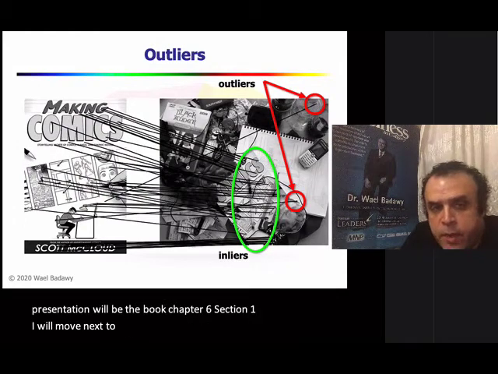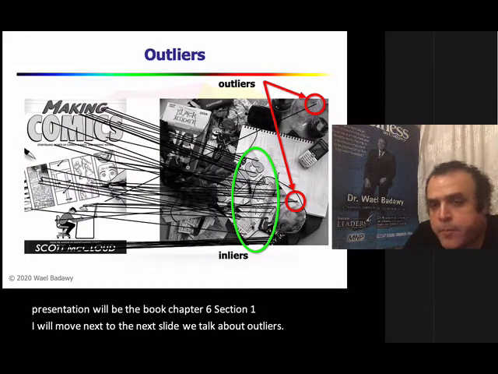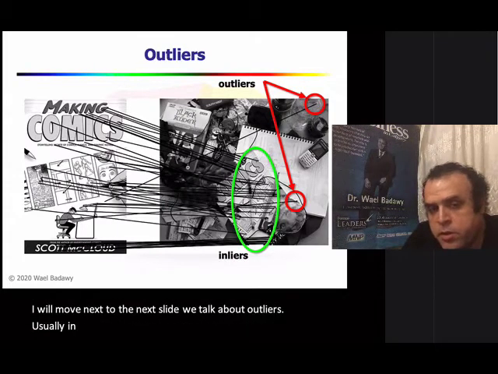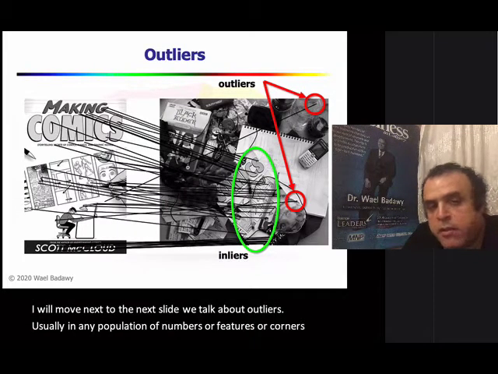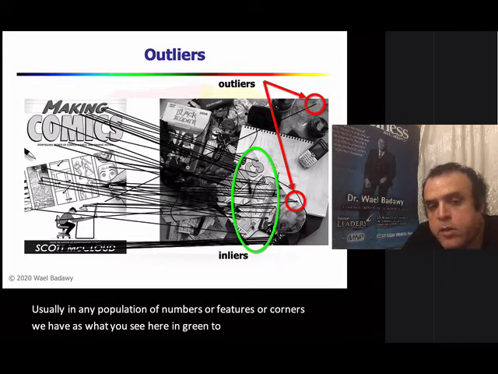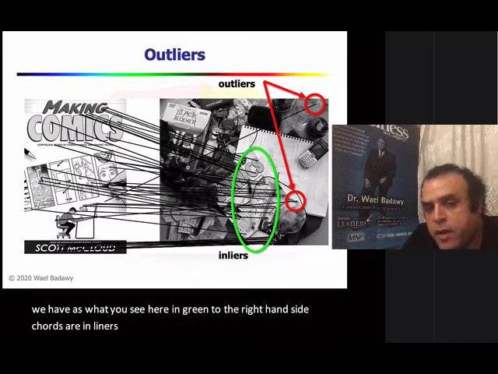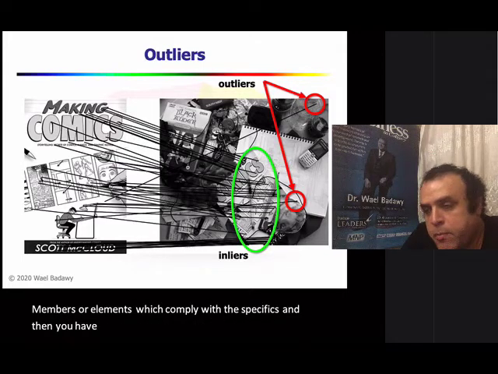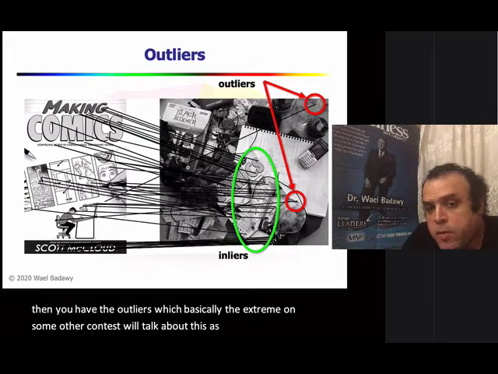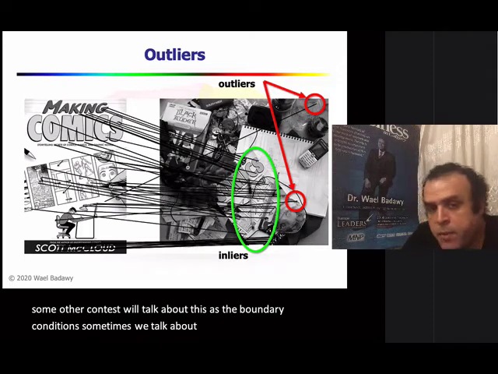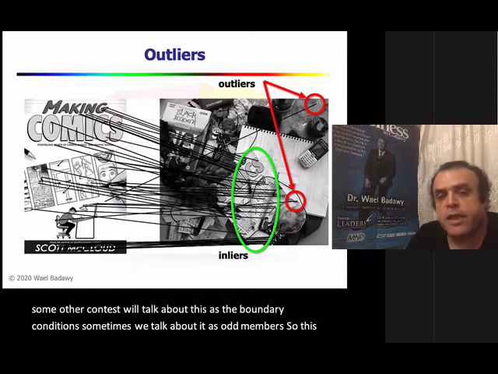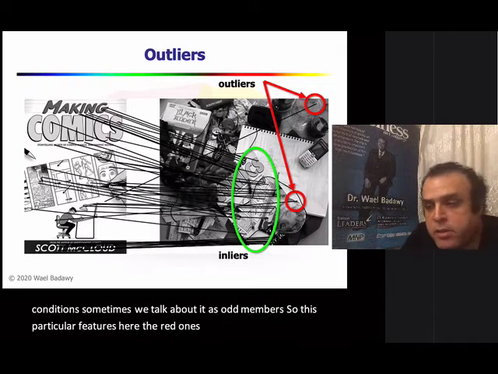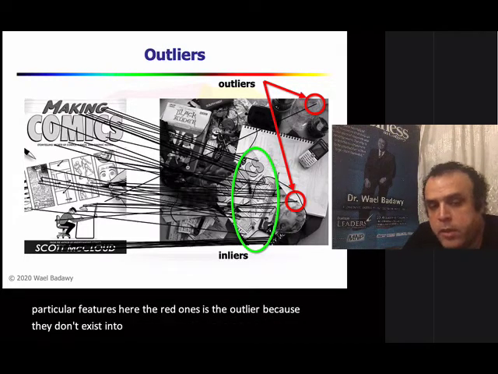We talk about outliers. Usually in any population of numbers or features or corners, we have, as what you see here in green to the right hand side, the inliers, which is basically a set of members or elements which comply with the specifics. And then you have the outliers, which is basically the extreme. In some other contexts, we talk about this as the boundary conditions. Sometimes we talk about it as odd members. So in these features here, the red ones are the outliers because they don't exist in the common chain or the common members location.